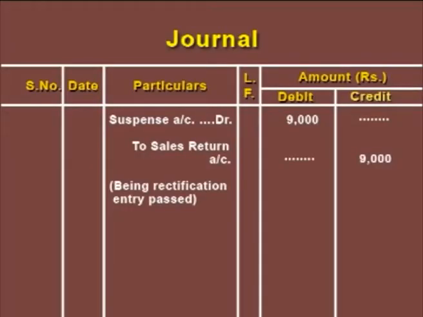So, rectification entry is expected to decrease the debit side of sales written account by rupees 9,000. Hence, sales written account should be credited in the rectification entry. As this error has affected one account only, that is sales written account, the resulting rectification entry involving suspense account will be suspense account debit rupees 9,000 to sales written account rupees 9,000.